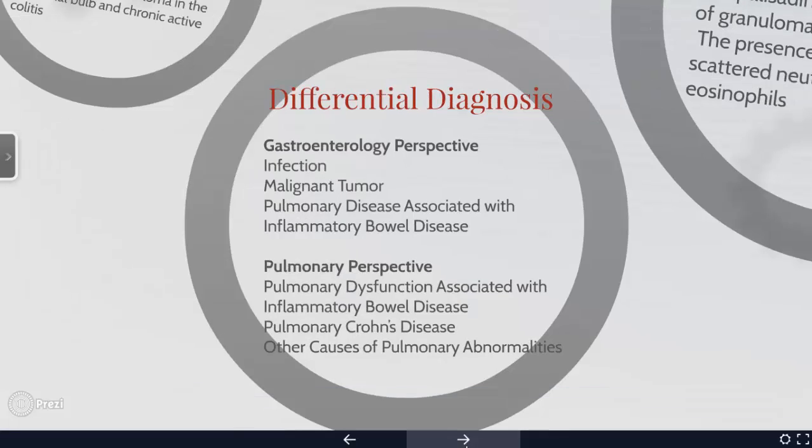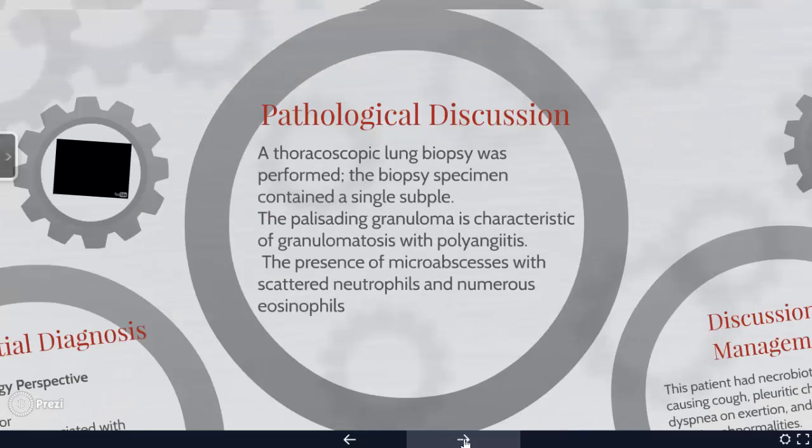Different diagnosis, gastroenterology perspective: infection, malignant tumor, pulmonary disease association with inflammatory bowel disease. Pulmonary perspective: pulmonary diffusion associated with inflammatory bowel disease, pulmonary Crohn disease, other cause of pulmonary abnormality. Pathology discussion.